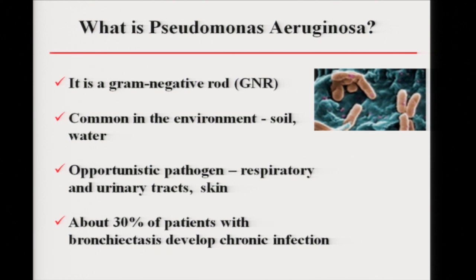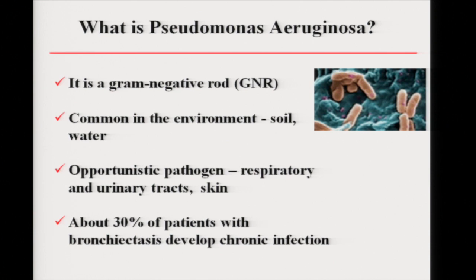Like a lot of the bugs we've talked about in this conference, it's common in the environment. You find it in soil, you find it in water, but it typically does not impact otherwise normal, healthy people. It's an opportunistic pathogen, and it takes advantage of circumstances like those who have abnormal lungs, those whose immune systems are impaired, or those who were previously healthy but are now very sick in the hospital or the intensive care unit, which puts them at risk for this infection.